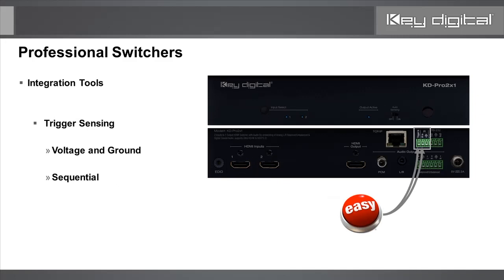And if auto sensing isn't enough, there's another brilliant integration tool on the KD Pro 2x1 and KD Pro 4x1, that is triggered sensing. So you can hardwire a simple button, such as a doorbell, into the two ports, the trigger in, voltage in, and the ground of the control Phoenix terminal on the rear of the KD Pro switcher. And by sensing voltage, it will sequentially advance from input 1 to 2, 2 to 3, 3 to 4, and 4 back to 1 again.